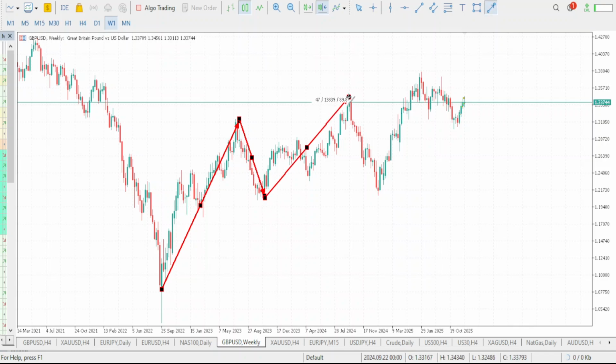Then here is the impulsive move, which gave a series of higher highs and higher lows. Then here comes the corrective phase. In this corrective phase, there is a series of lower lows and lower highs, and guess what? Here comes the impulsive move. Within this impulsive move, there is a series of higher highs and higher lows. Then here comes the corrective phase. Now our corrective phase is over. So basically, GBPUSD will be giving us that bullish move that will form an impulsive move.